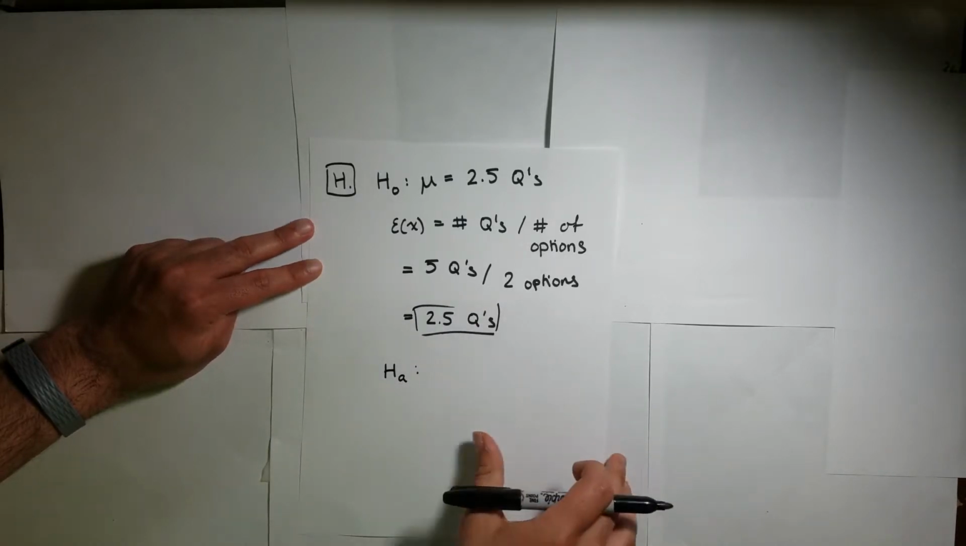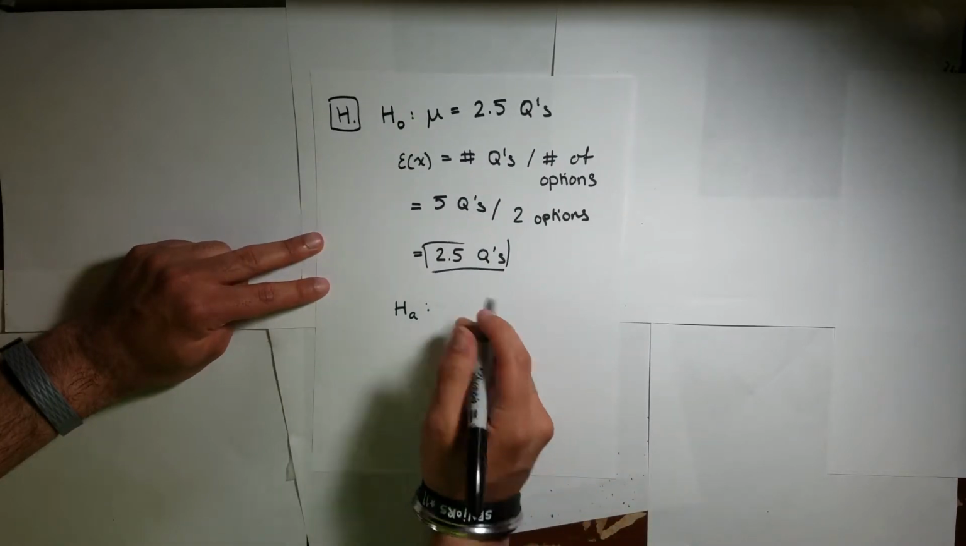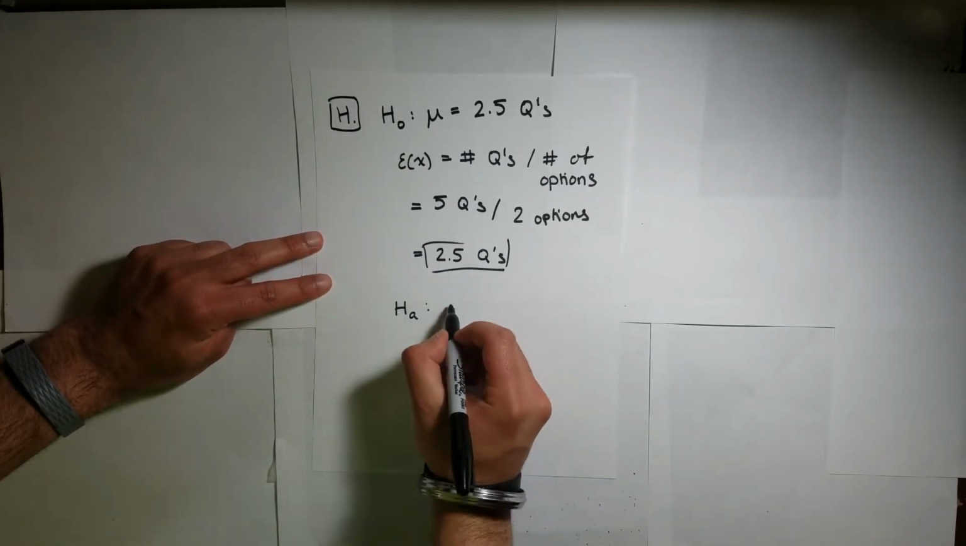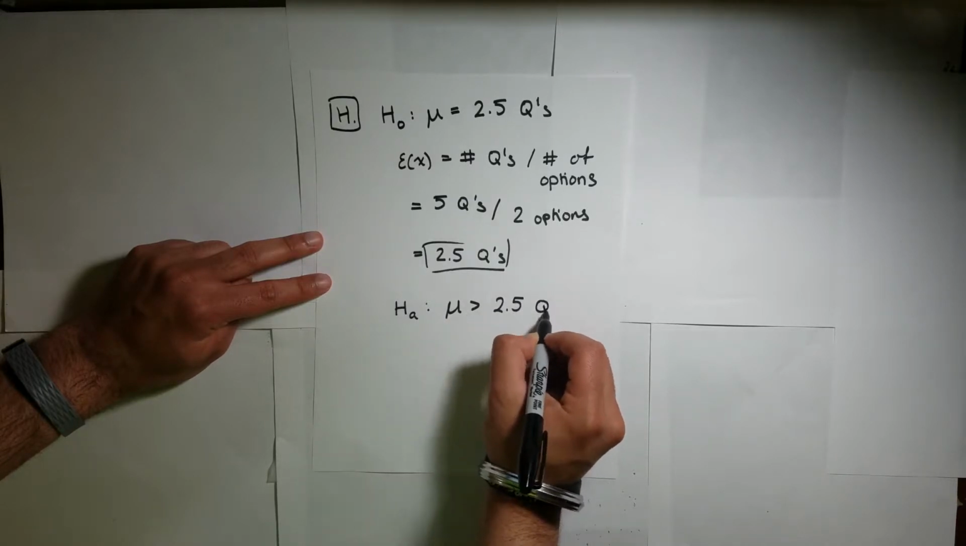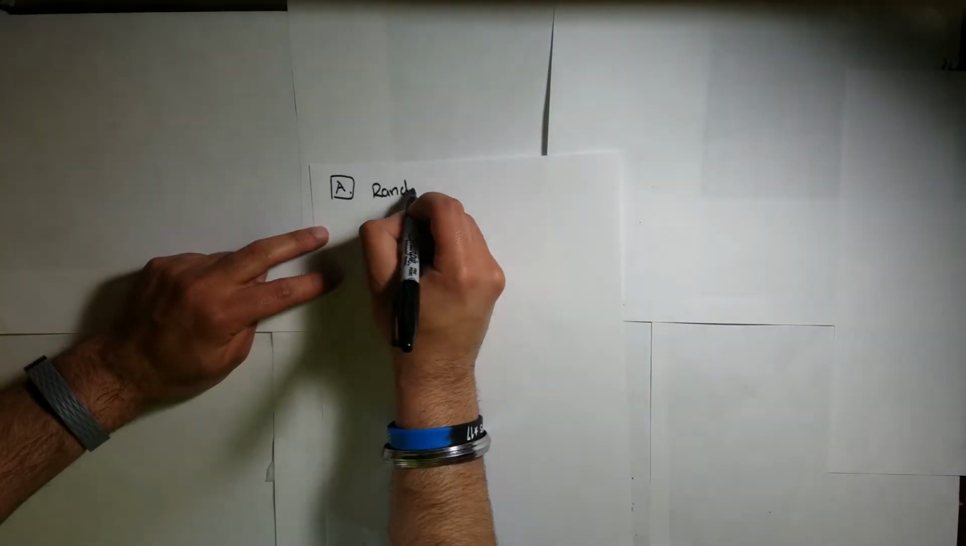To find the next hypothesis, which is the test hypothesis, we predict that the students should get more than 2.5 questions correct on average, and thus we have... Next, we will do the A step.